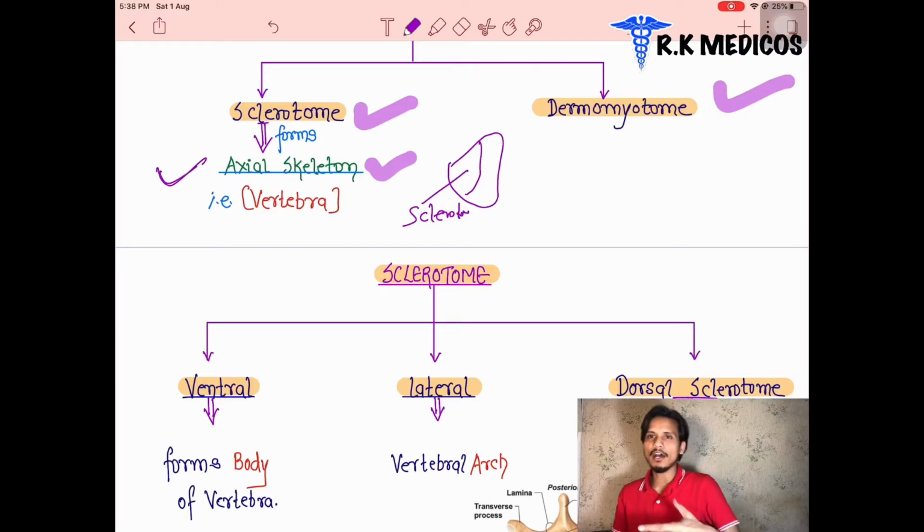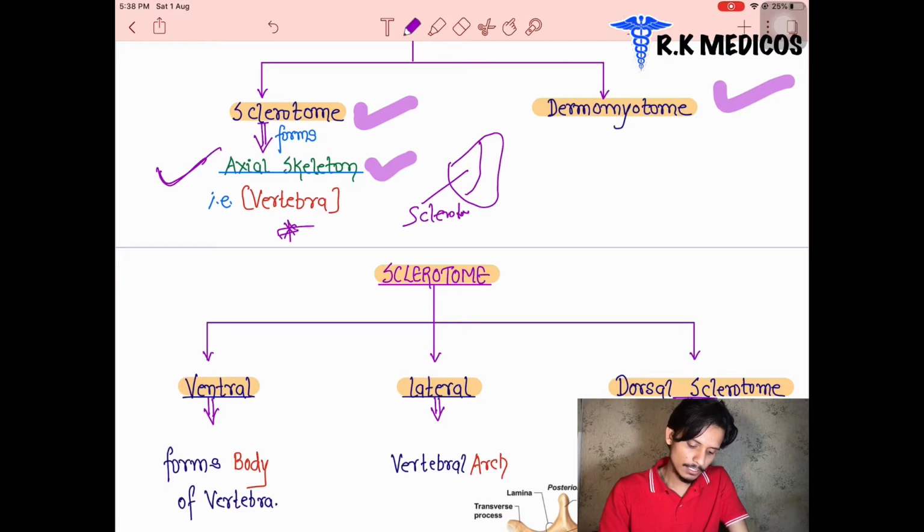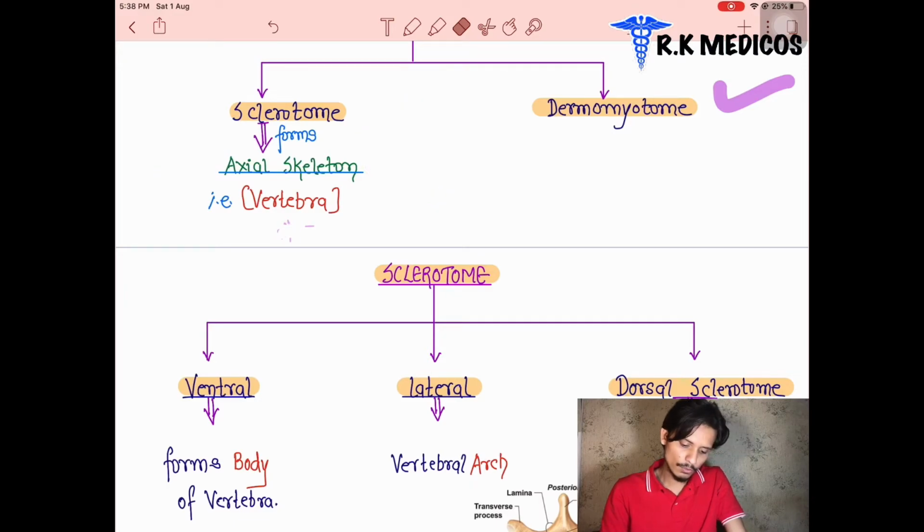Axial means our body here from the shoulder to, we can say, the waist region. These are the axial region. And what bones are present here? That is basically the vertebrae. So all the vertebrae develop from the sclerotome. Simple. And somites develop from the paraxial mesoderm.